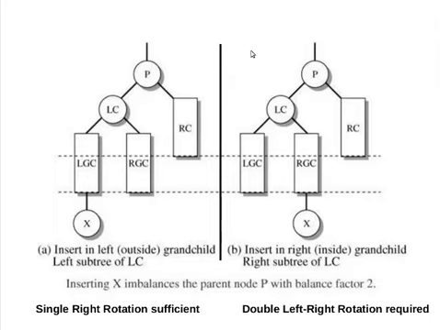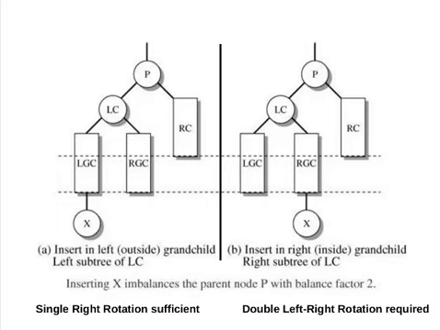Let's define the notations that will be used to discuss the concept of rotation. Consider the symbolic tree on the left in the slide. Here a circle represents a node and a rectangle represents a subtree. X is the newly inserted node here. When we walk upwards in the tree starting from X, P is the first unbalanced node in the tree.